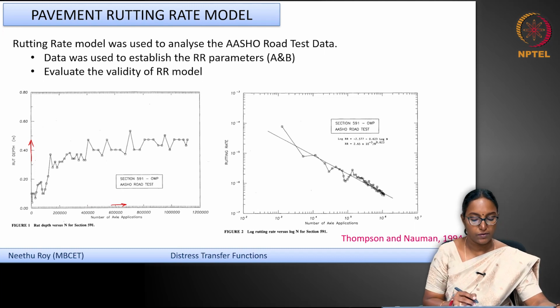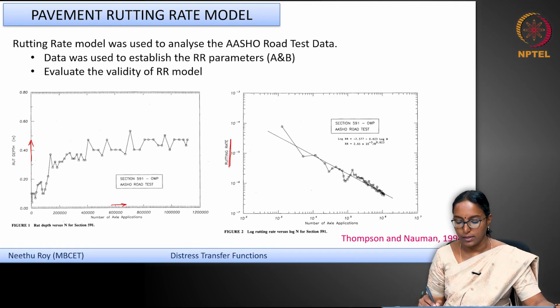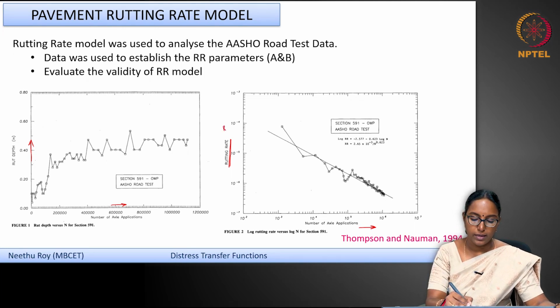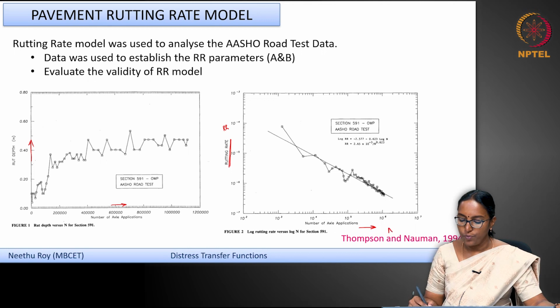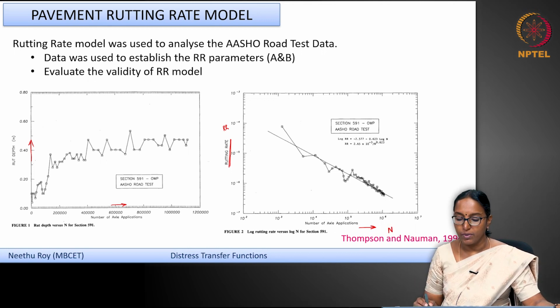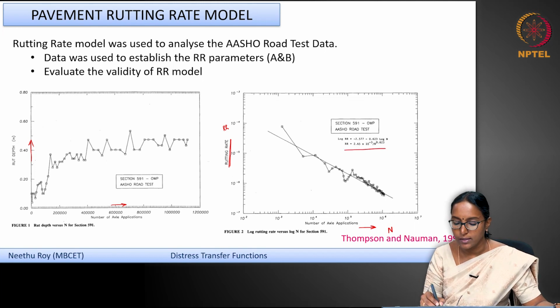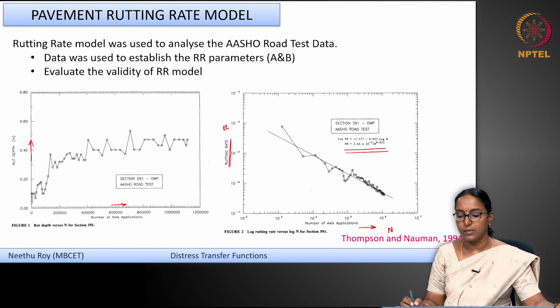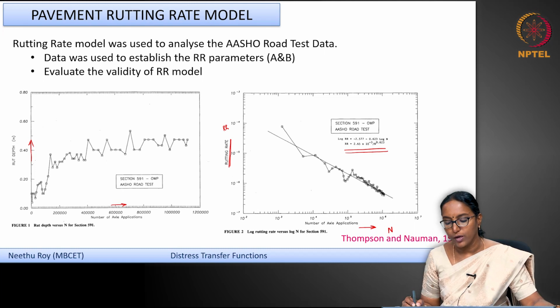So, this data is given for a certain road test stretch, and then in a log scale you can plot the rutting rate versus the number of applications. So, this is RR, the rutting rate versus N. You can form a straight line relation between them. So, you see that RR is equal to 2.65 times 10 raised to minus 3 by N raised to 0.623.